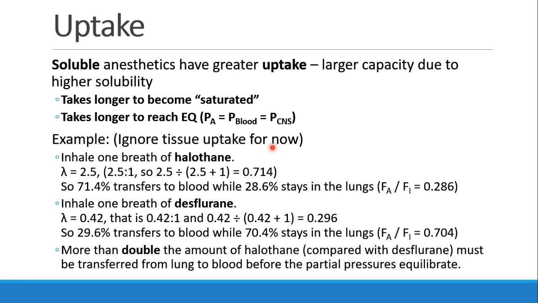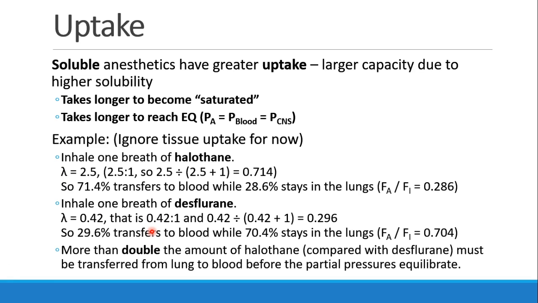Let's think of an example. And right now, ignore tissue uptake. Let's just think about lungs and blood. If a patient takes in 1 breath of halothane, and halothane has a coefficient of 2.5, which means for every 2.5 in the blood, there's 1 part in the lungs. So if you actually do the math, you'll see that 71% of the agent will be in the blood, and about 29% of it stays in the lungs. And that can be calculated based on the solubility coefficient.